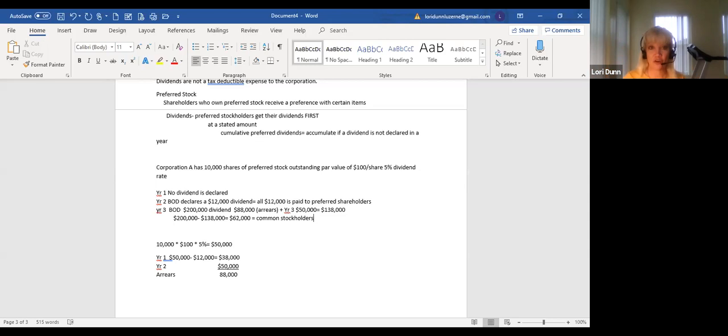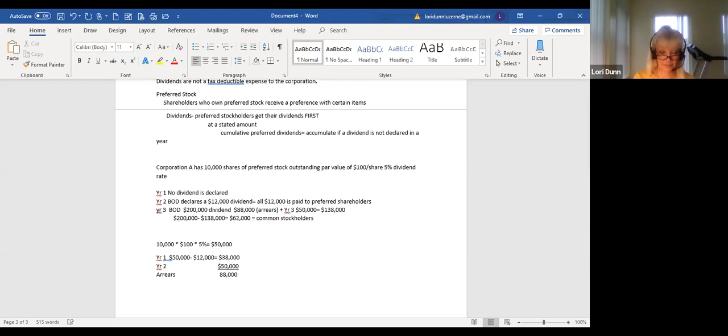So usually preferred stock is cumulative. The amount that is on the stock certificate is what you are promised annually. If you don't get it because the board of directors never declares a dividend, it accumulates on the side until they can declare enough to pay off the amount owed. Are there any questions on that? So that's a nice thing about preferred stock.